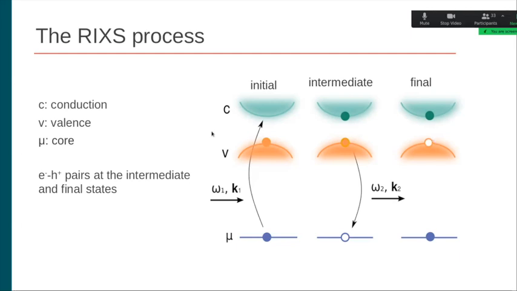This is direct RIXS, so we are considering just a direct example here. What is important to notice is that we have an electron-hole pair in the intermediate and in the final state. So even though the intermediate state is a virtual state with a very short lifetime, the presence of the electron-hole pair and the interaction of these two particles could be very important to determine the final state and also to properly reproduce experiments.